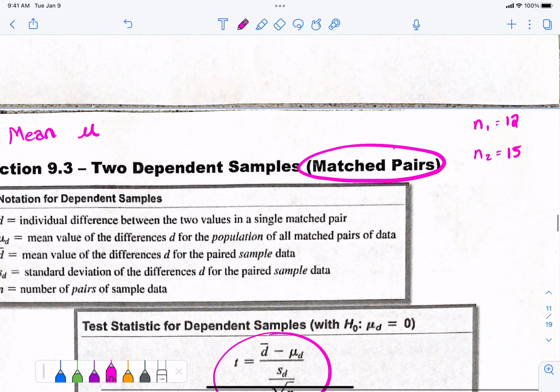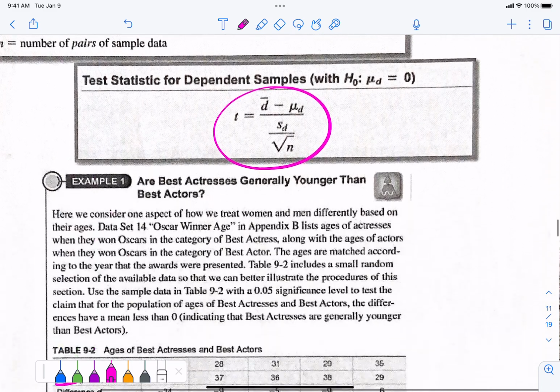So the way that this works with matched pairs is that N1 will always be equal to N2. We have them matched up, right? We don't have more in one data set than the other. Okay? All right, now here's the deal.